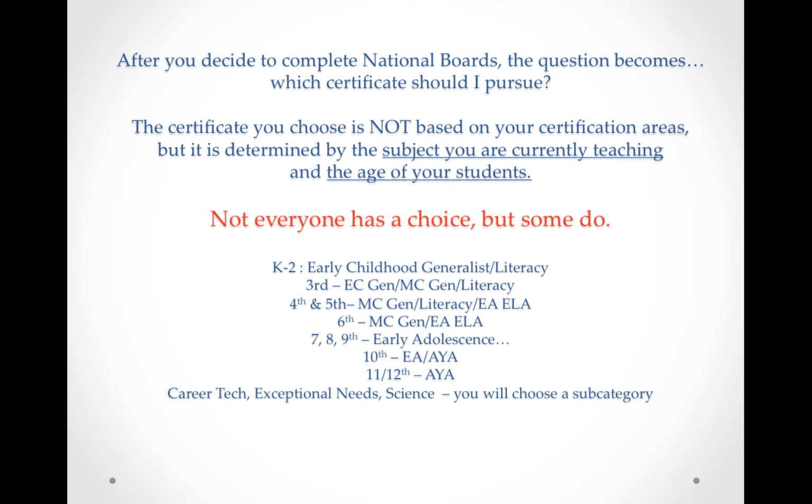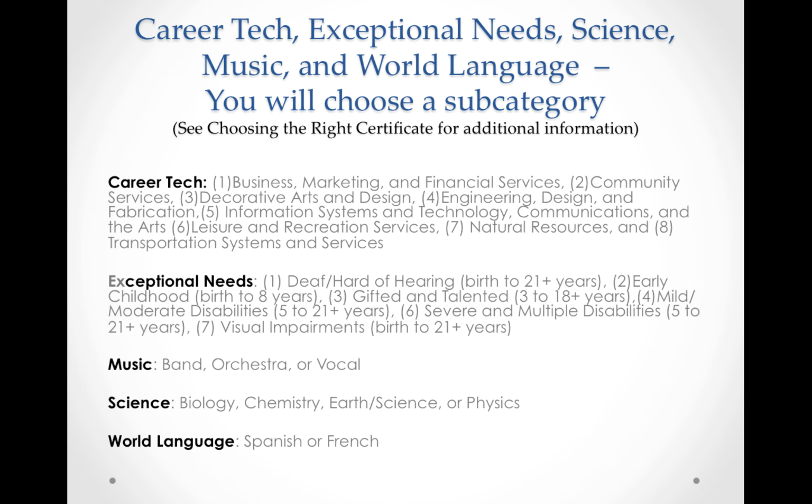Now for career tech, exceptional needs, and science people, you will choose a category. I think we have a slide about that. Here we go. If you are career tech, that will be your certificate area if you teach in the vocational center. Okay, and then once you choose that, you have a choice between 8 certificates that are available to you.